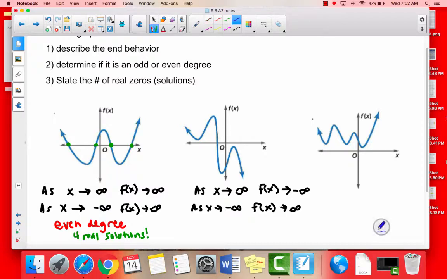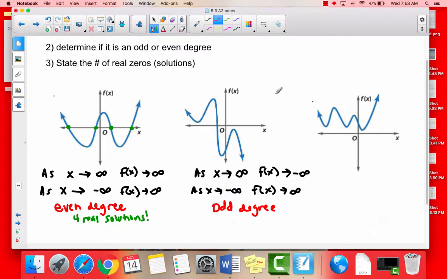Okay? Then we could go ahead and look at the degree. If it's going different directions, that means the degree is an odd degree. Okay? So that could be a 1, it could be a 25, it could be 3, anything like that. Okay, and then lastly, the solutions, it only hits the x-axis once, so we have 1 real solution.